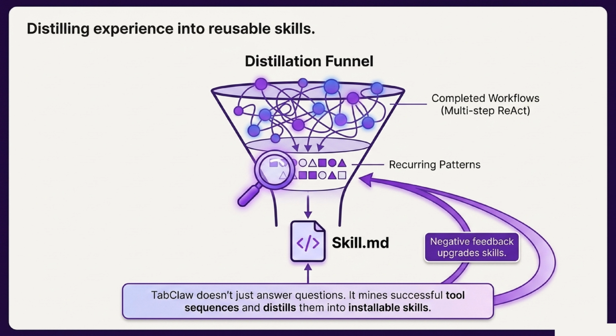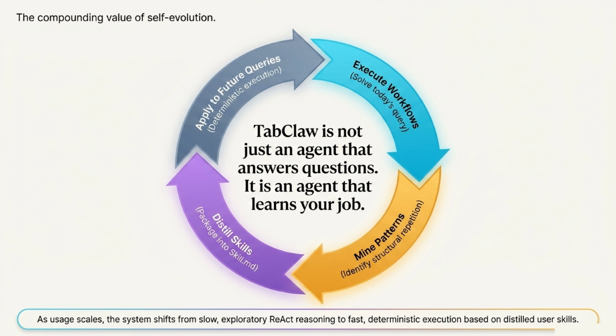As you continue to use TabClaw, it distills your experience into reusable skills. Through a distillation funnel, it mines recurring patterns from your completed workflows. It doesn't just answer questions, it takes successful tool sequences and packages them into installable skill files, constantly upgrading itself. This creates incredible compounding value.